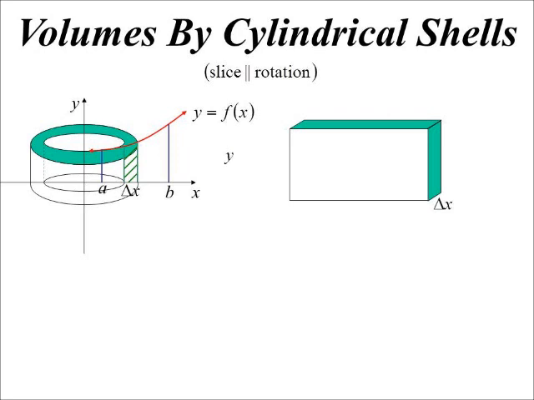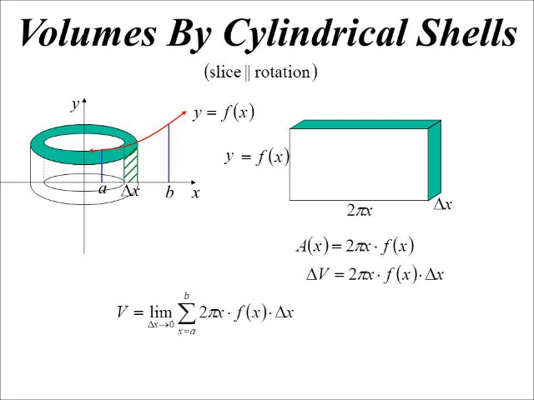So the height of the rectangular prism will be the y value, but again we need it in terms of the thickness. So we'd have to rewrite that in terms of x. And the base is just going to be the circumference of the circle. So 2 pi, and the radius in this case is the x value. So the cross-sectional face is our rectangle, so length times breadth, 2 pi x times function x, and we get our volume element.